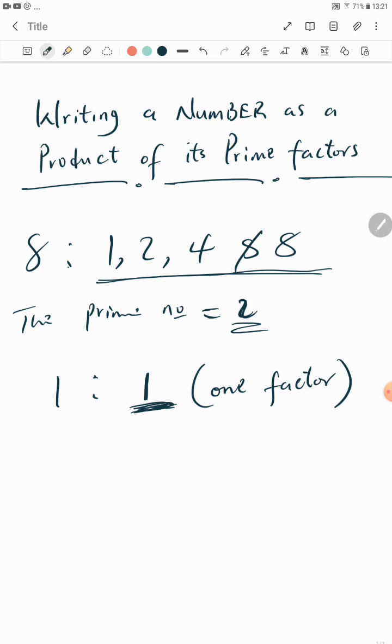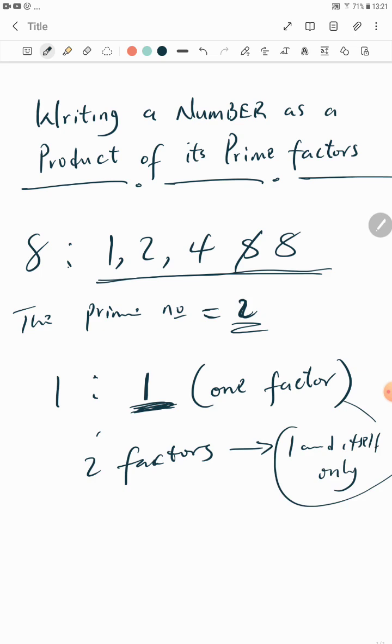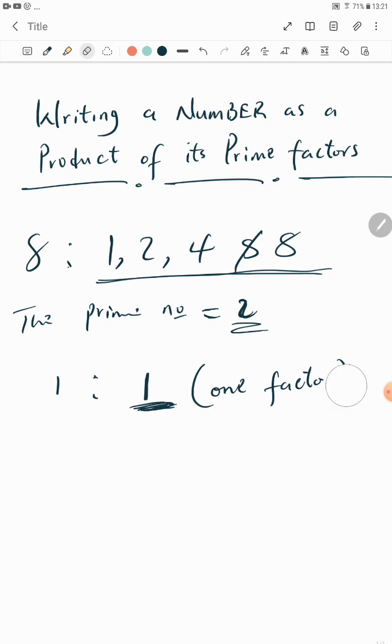Why is 1 not a prime number? Because 1 has only 1 factor, which is 1 only. But a prime number must have 2 factors, which must be 1 and itself only. So 1 is not a prime number. That being established, now let's go back to the analysis. Out of the factors of 8 that we have here, 2 is the only prime number.